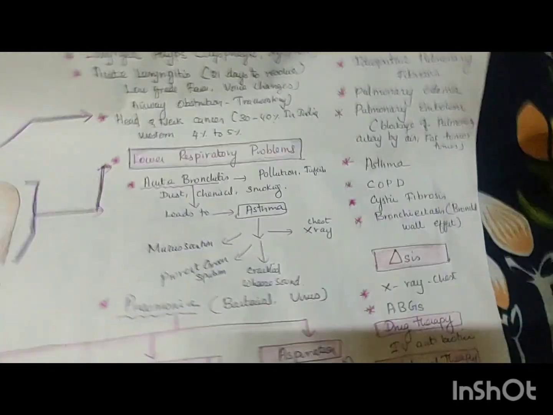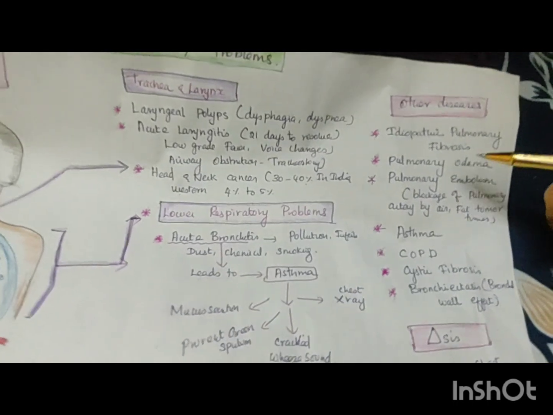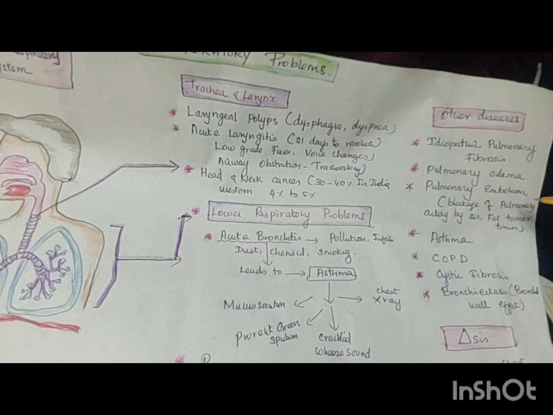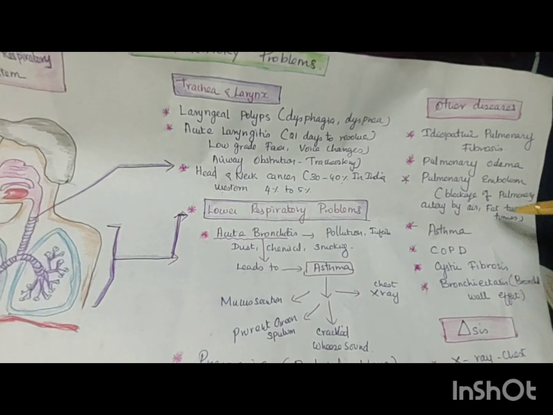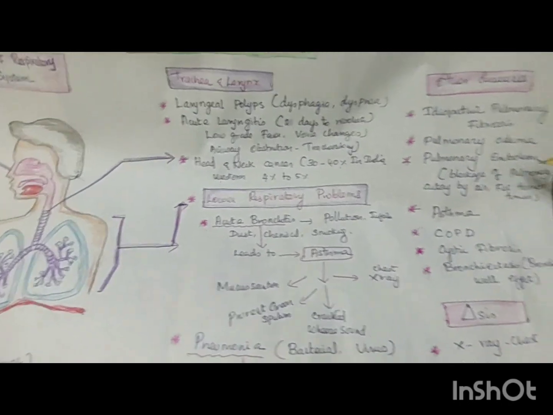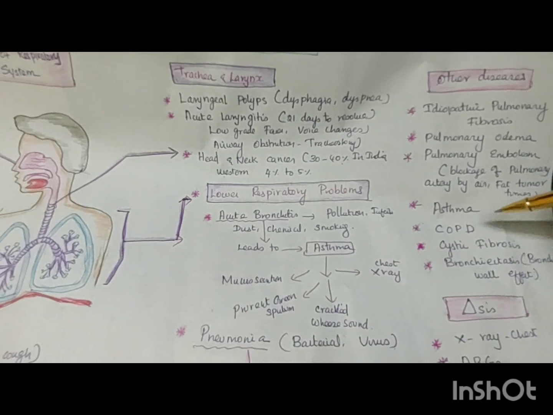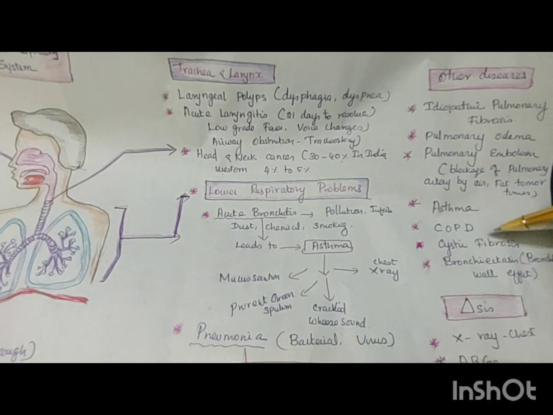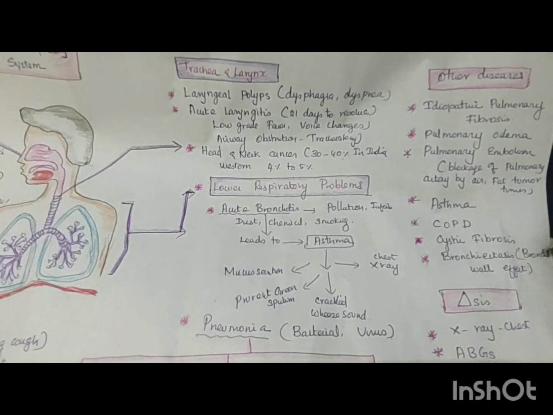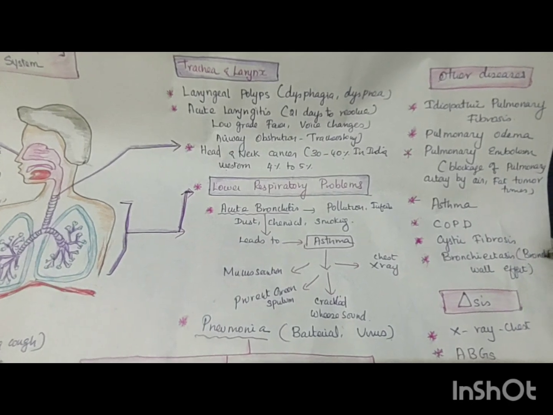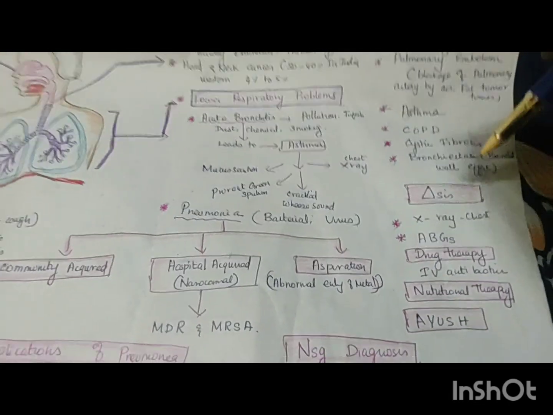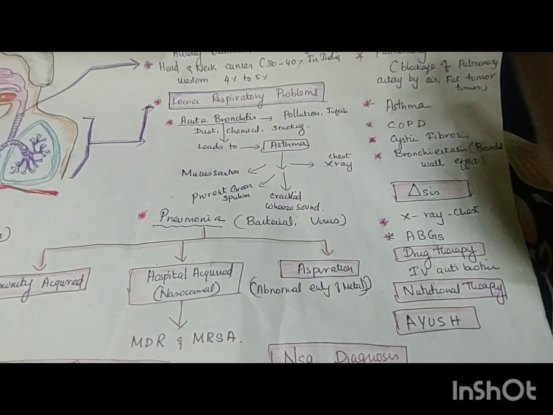And what are the other diseases? You see idiopathic pulmonary fibrosis, pulmonary edema, and pulmonary embolism, which is a blockage of the pulmonary artery by air, fat or tumor. Pulmonary embolism may also happen due to fracture. Asthma, as I told you, COPD, chronic obstructive pulmonary disease, cystic fibrosis, and bronchiectasis, which is a bronchial wall defect. For any disease, just remember that ITIS means infection. You have to remember that.